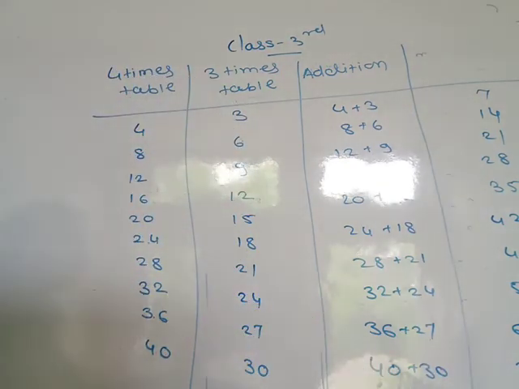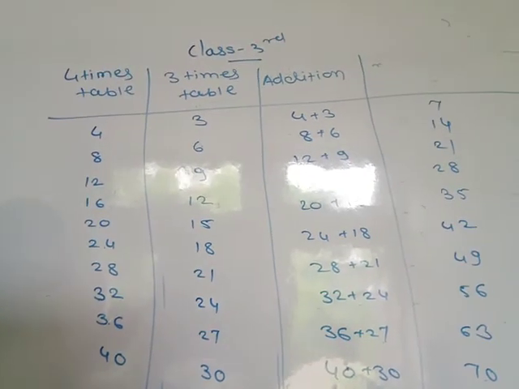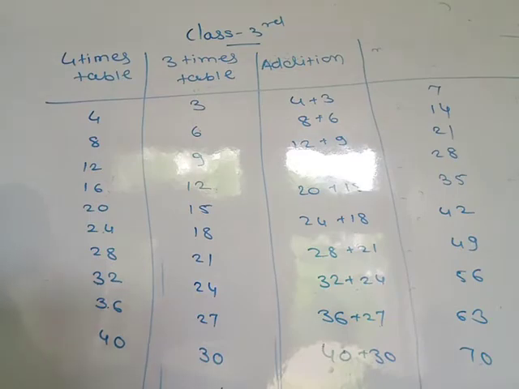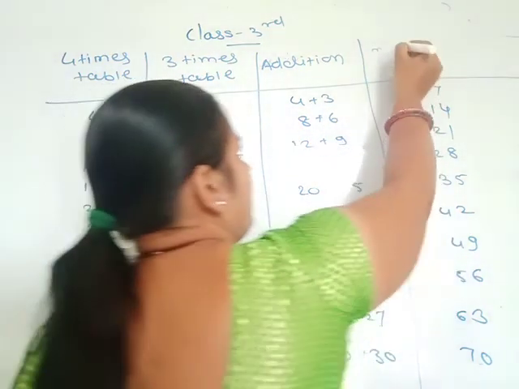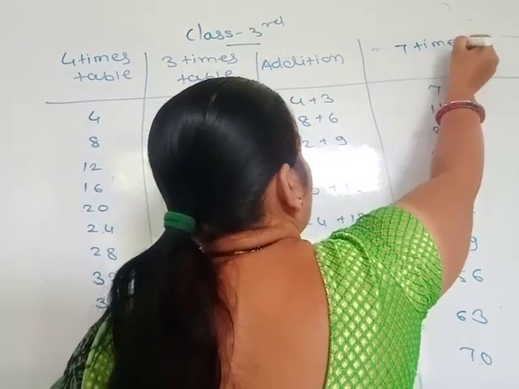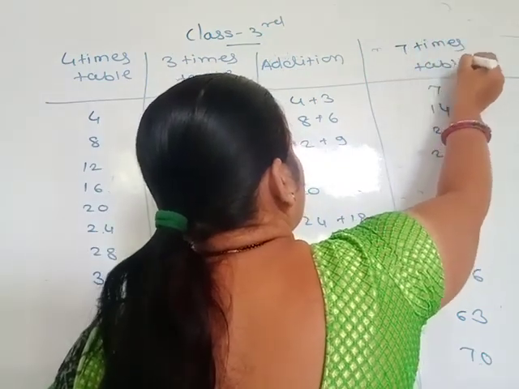Write this 7 table. See here, when you write the 4 times table and 3 times table and do addition of these two tables, then you will get here the 7 times table. See this 7 table.